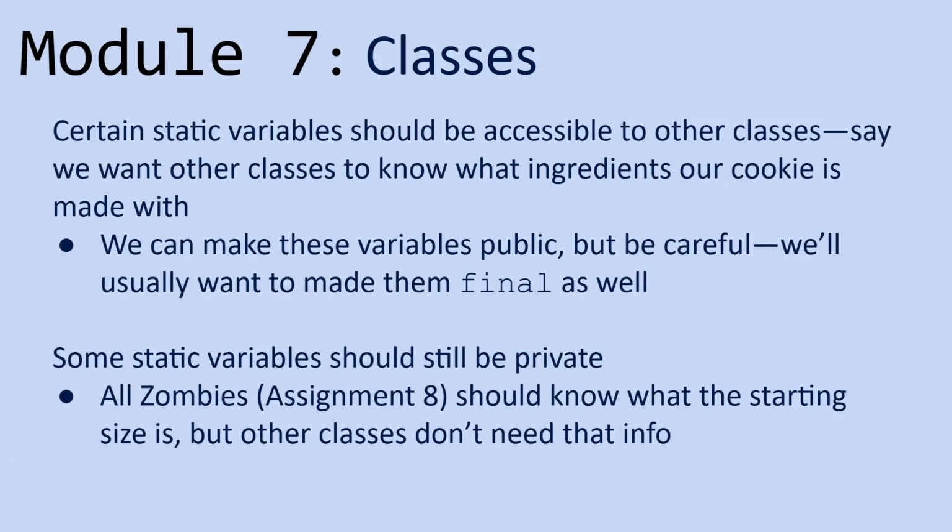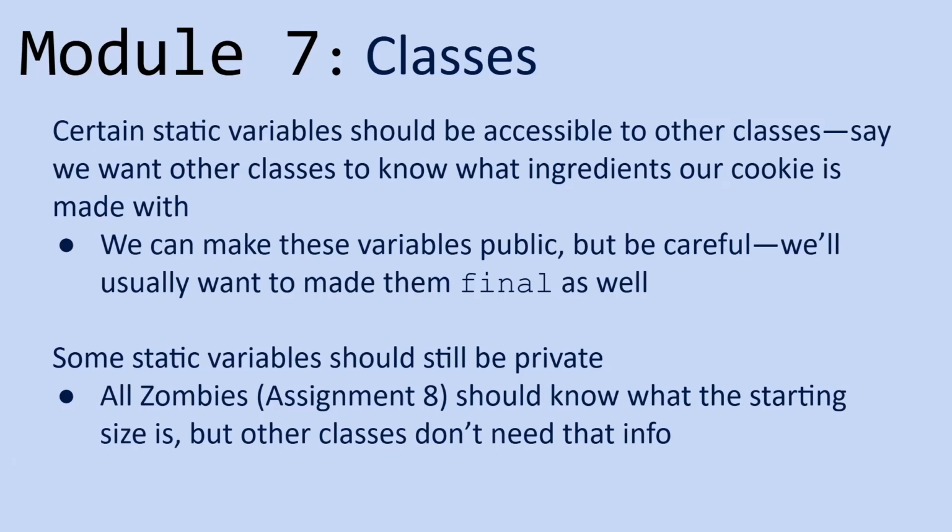Or in the video game example, let's say we had an enemy class. Other classes don't need to know the size of, say, an enemy or, in assignment A, zombies. And so other classes shouldn't be able to change the starting size because that wouldn't make sense. So some static variables we'd want to make public, but we want to make them final as well, and that just means other classes can't edit them. Really, no one can edit them because they're final. Final just means it can't be edited after it's initialized.